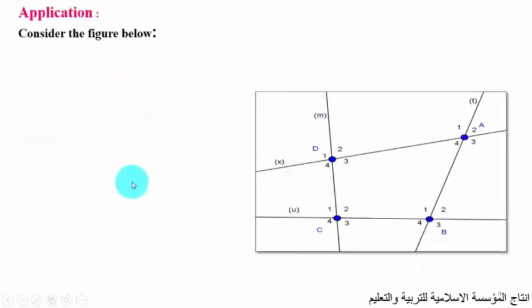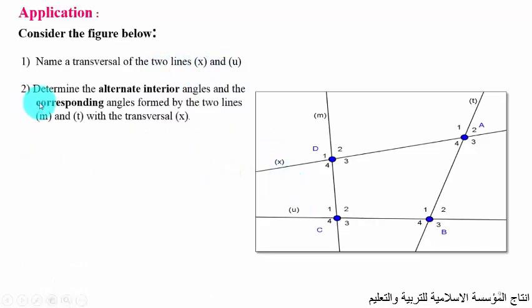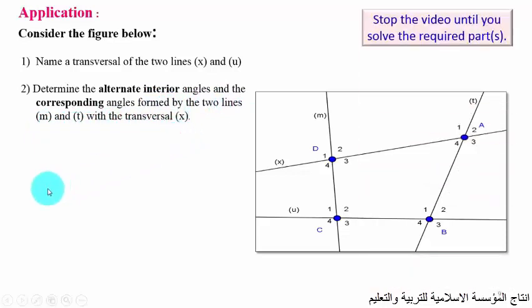Application. Consider the figure below. This is the figure. 1. Name a transversal of the two lines X and U. 2. Determine the alternate interior angles and the corresponding angles formed by the two lines M and T with the transversal X. My lovely students, stop the video until you solve the required parts.